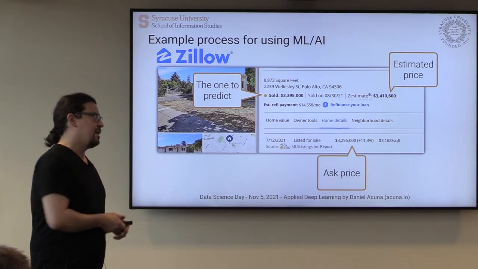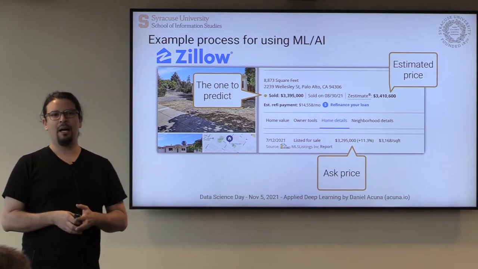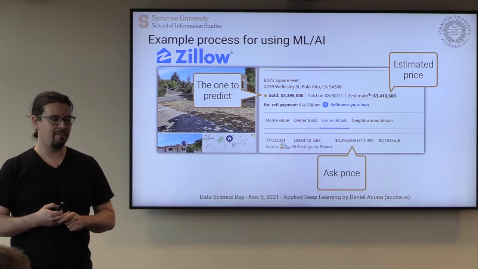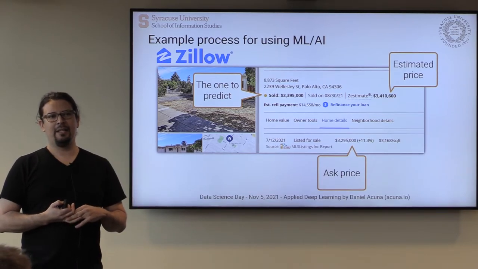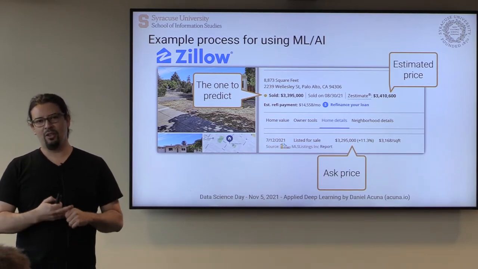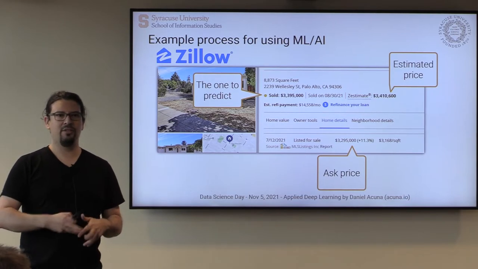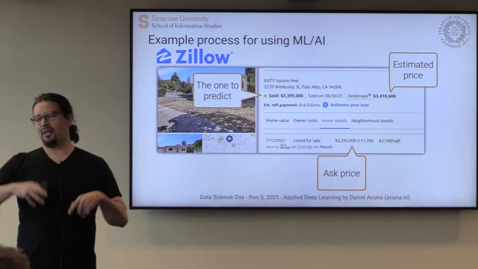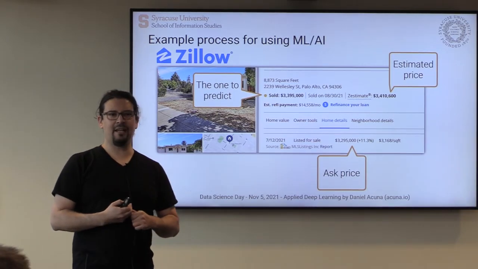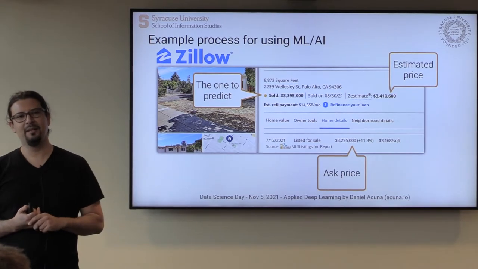So let me give you an example of what I mean by this. I'm sure you are all familiar with the process of buying houses. Traditionally it's a very long process where you have an agent, you go and look at various houses. And then you say, okay, this house is great. I totally see living here.